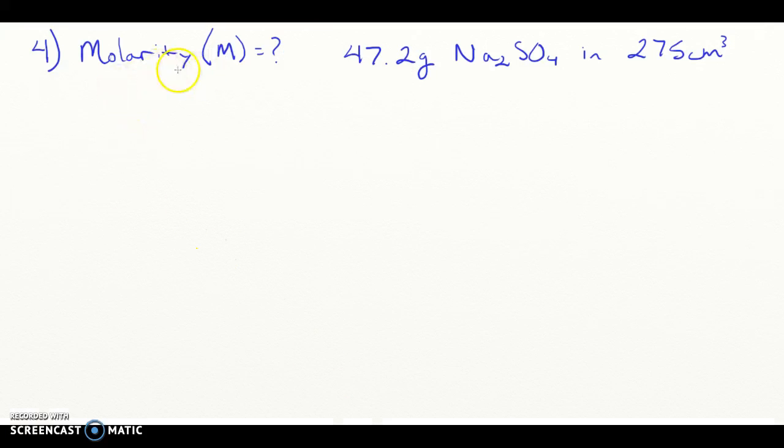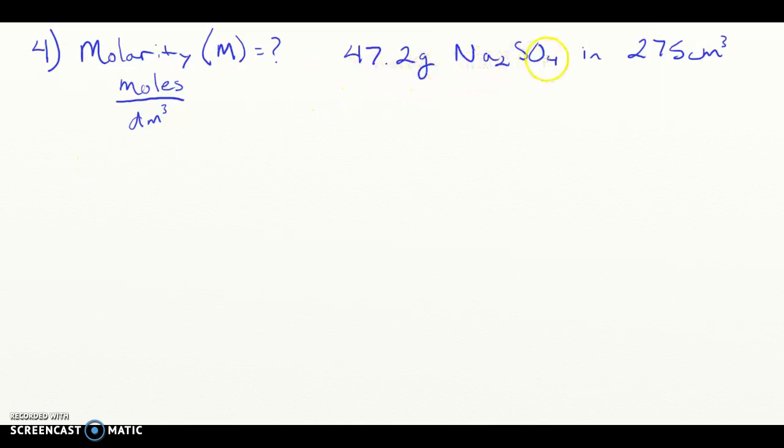So I've written down here the molarity, and we have 47.2 grams of sodium sulfate. Remember, molarity is the same as saying moles per decimeter cubed. So that should be a clue as to what we're trying to get at. That's the goal.